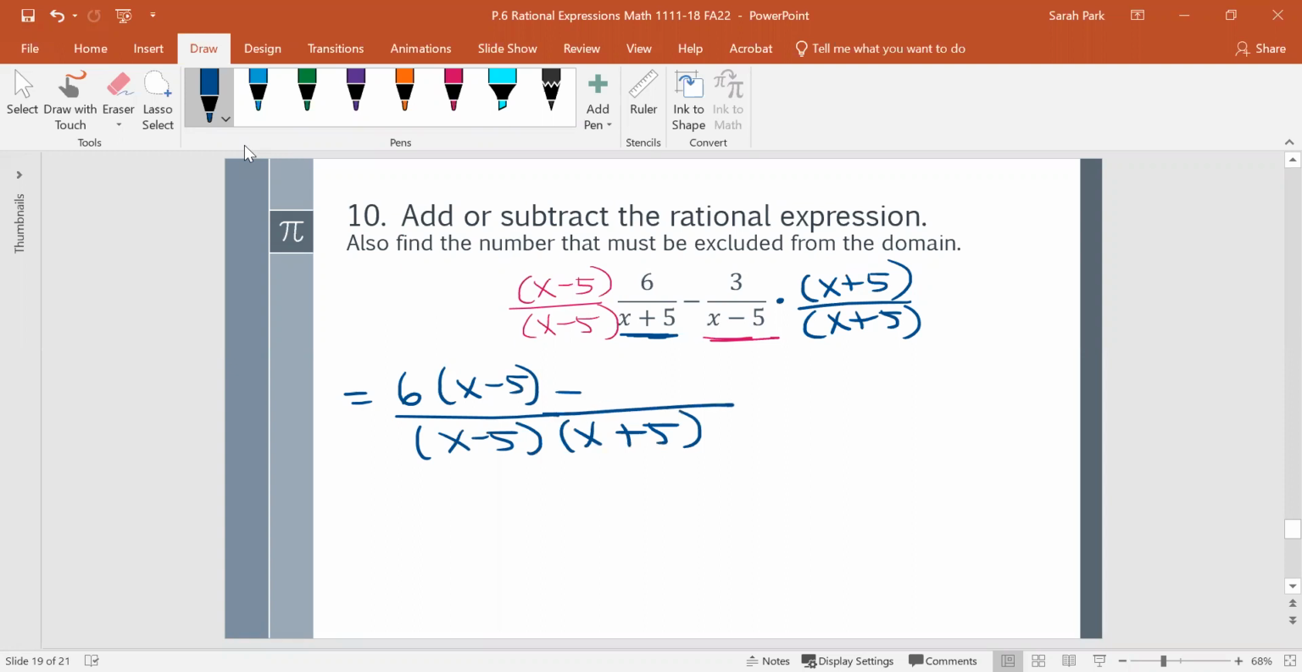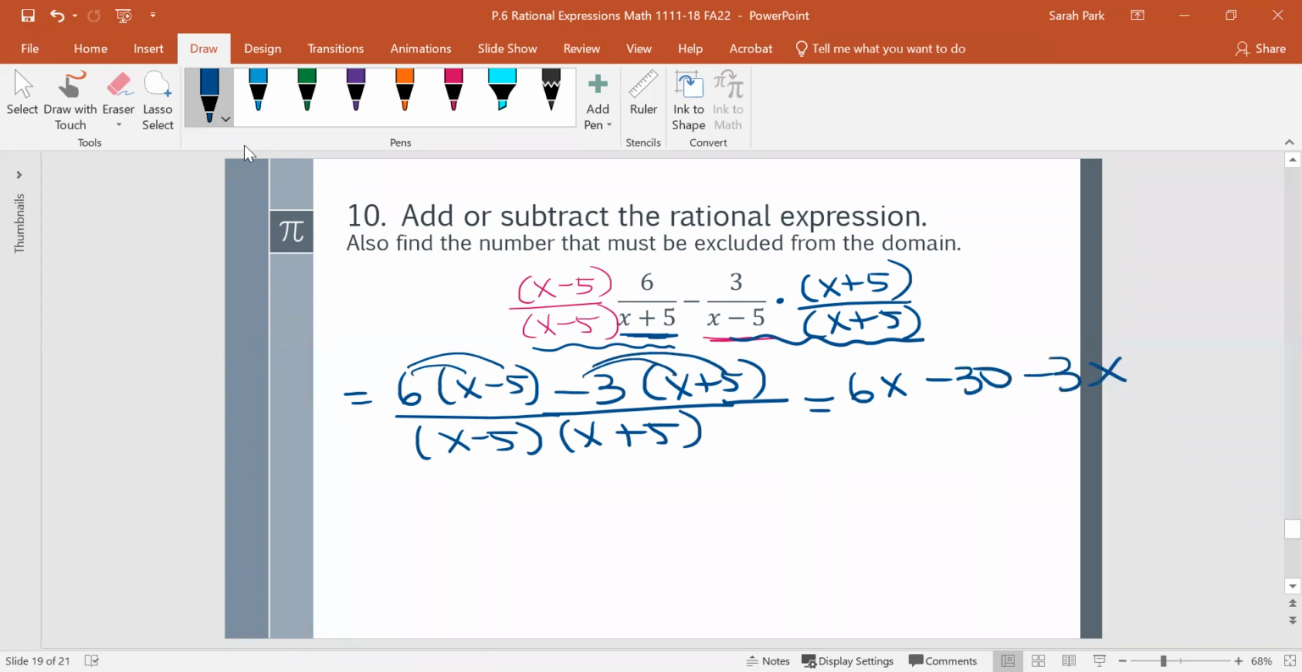And then we have the minus 3 times the x plus 5. Notice how we can now write it as a fraction because now they have the same denominators. Okay, let's simplify the top. The 6x and the negative 5 we distribute, minus 30. The negative 3x and negative 5 we distribute as negative 3x minus 15. The denominator, let's just keep it in its factored form, x minus 5, x plus 5.